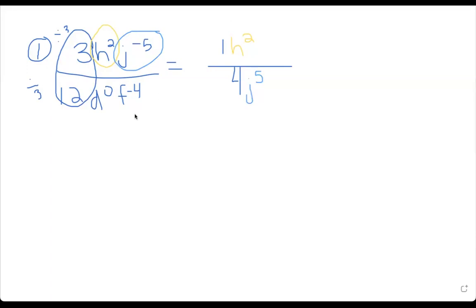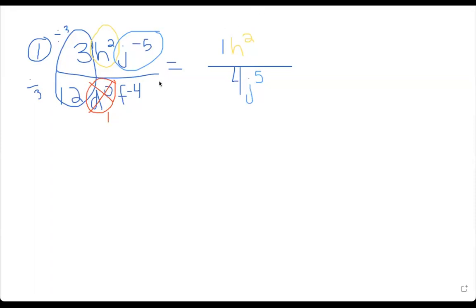Next, I'm going to look at d to the 0 power. So d to the 0 power, remember the rule is that it is equal to 1. So literally you can just cancel it out. It's a 1. 1 times whatever is just there. So you can just really ignore it, cancel it, move on with your life.